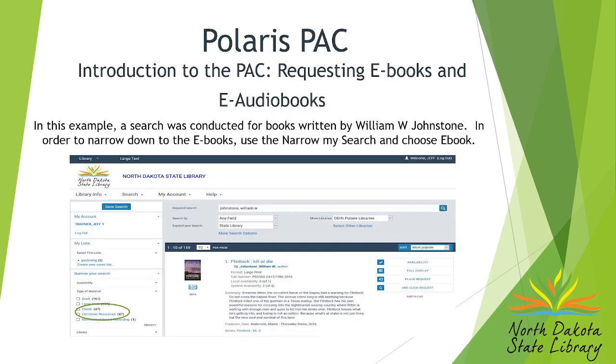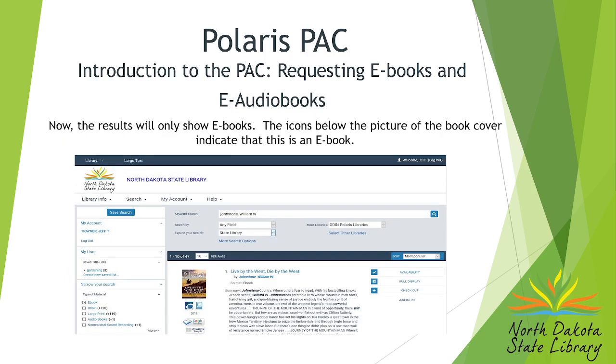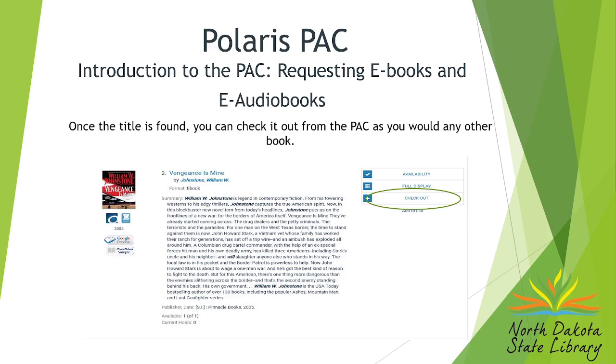In this example, a search was conducted for books written by William W. Johnstone. In order to narrow down to the ebooks, use the Narrow My Search and choose ebook. Now the results will only show ebooks. The icons below the picture of the book cover indicate that this is an ebook. Once the title is found, you can check it out from the pack as you would any other book.